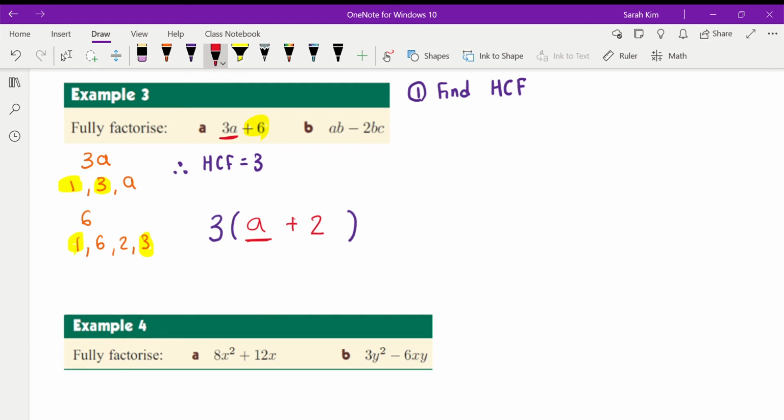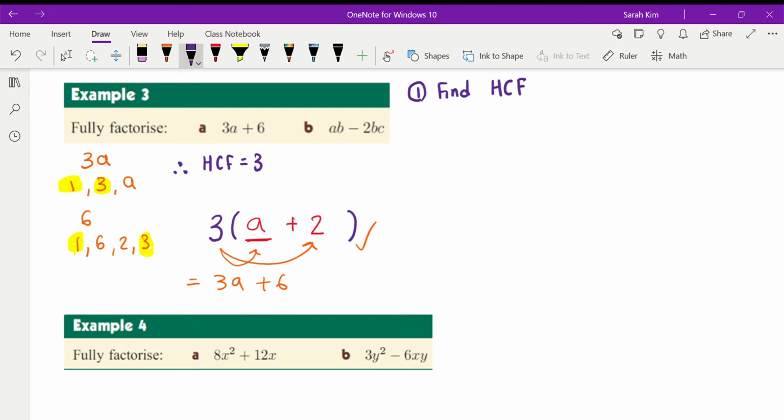Now, once you factorise, you can always double check your answers by expanding. Remember, they're the opposite. So let's double check. 3 times a, expanding it, is 3a. And then 3 times 2 is 6. Is that the answer we had? Yep, it sure is. So we know that we got the right answer. So this one is definitely the correct answer when we factorise it.